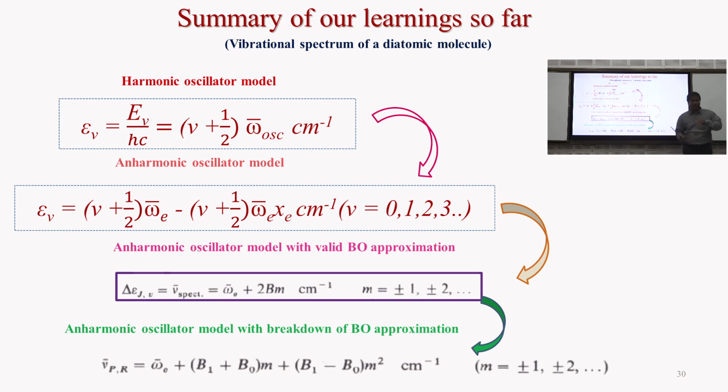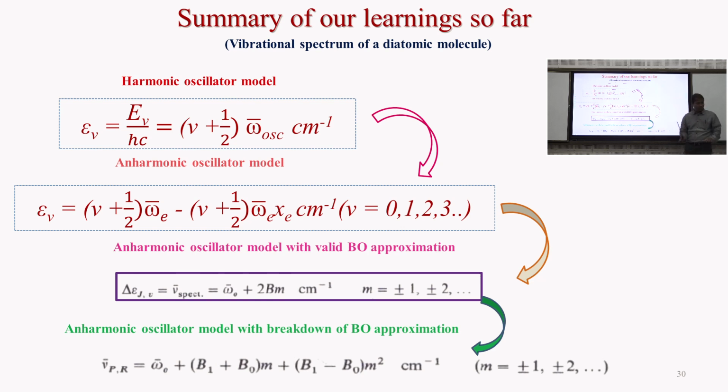When you are considering the Born-Oppenheimer approximation valid, that means there is no change of B with the change of vibrational energy level, then we get this expression. This expression allows us to think of the appearance of lines with equal spacing, but when you see the high resolution spectrum of CO, the equality is not maintained. In the R branch and P branch, the trend is different. In one case the spacing is increasing, in the other it is decreasing. Then you have to think that the Born-Oppenheimer approximation is not correct.